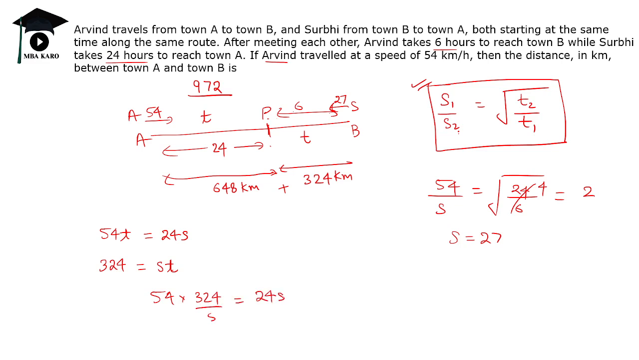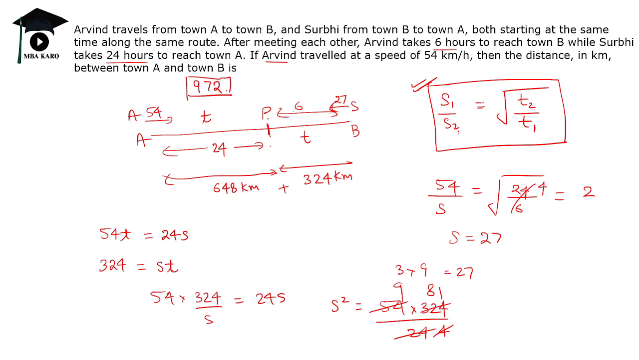So you will get s square from this. Okay, so you'll get s square. So I'll write this. Now this is a long way to do it if you do not know this concept. 24, this is 9 by 4, and this is 81. So s square is 9 into 81, s will be 3 into 9, which is 27. So this is the long way to find out the answer, and this is the direct way which you should know, that s1 upon s2 is under root of t2 by t1. Okay, so the answer to this question is 972 kilometers.